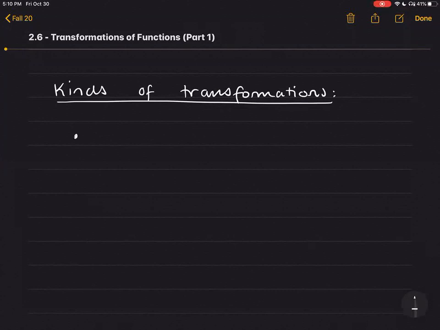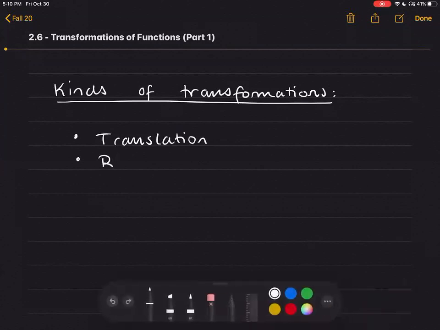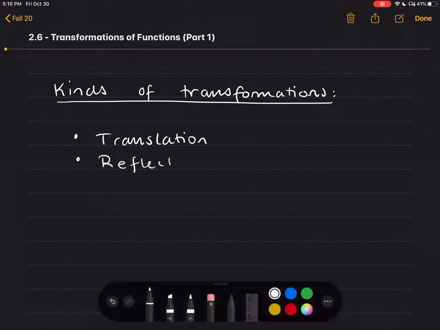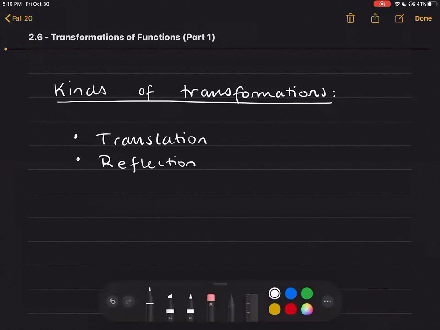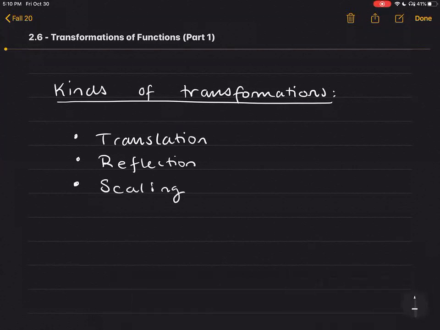So the three basic kinds that we'll be looking at are translation, so shifting up or down or side to side; reflection; and lastly, scaling, so that's shrinking and stretching, etc. Okay. So first things first, let's start off with translation.